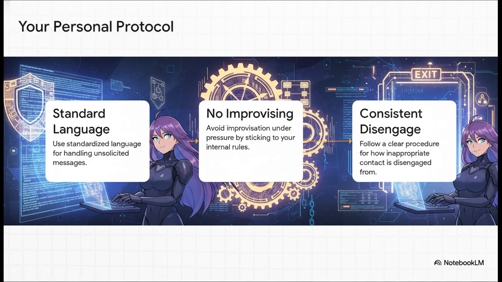Step 1, use standardized language. Basically, create a few go-to scripts for handling difficult interactions. Step 2, avoid improvising. When you're under pressure, stick to the rules you already set for yourself. And finally, step 3, disengage consistently. Have a clear, repeatable procedure for ending contact that's inappropriate. This kind of predictability makes it really hard for someone to claim you're being erratic.